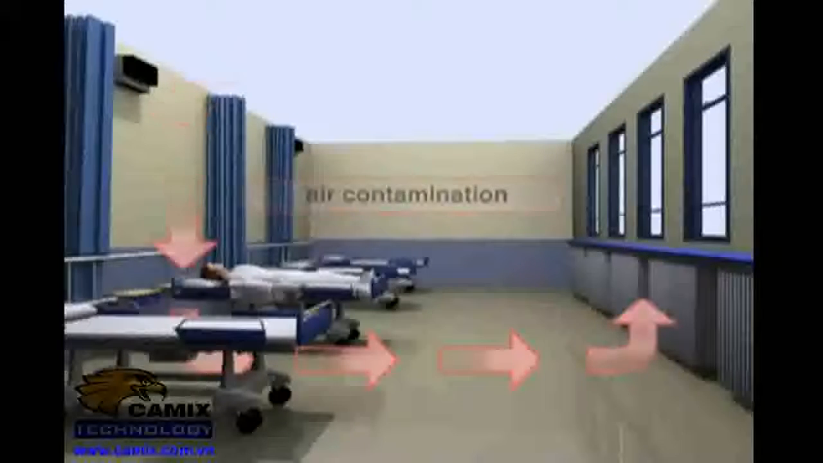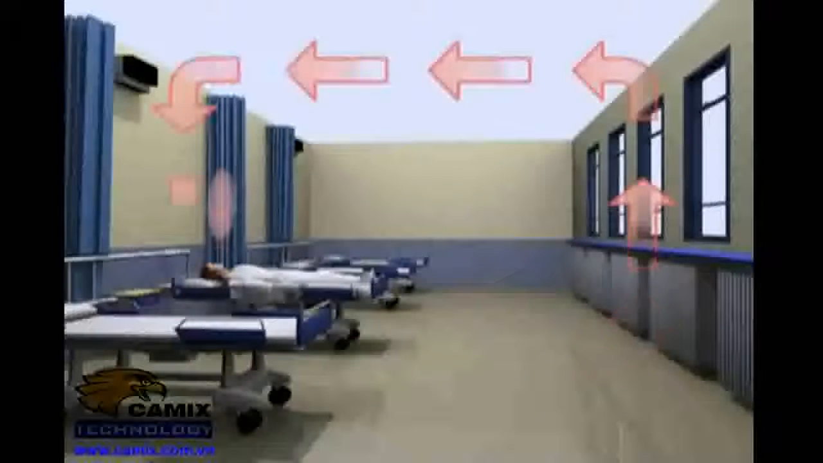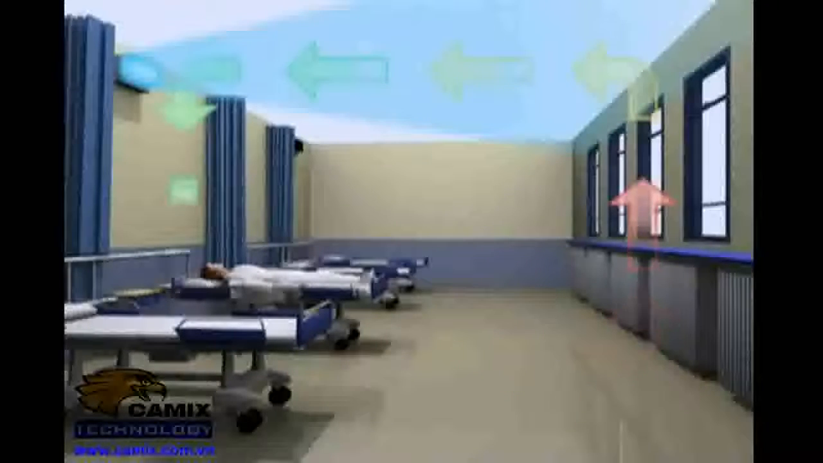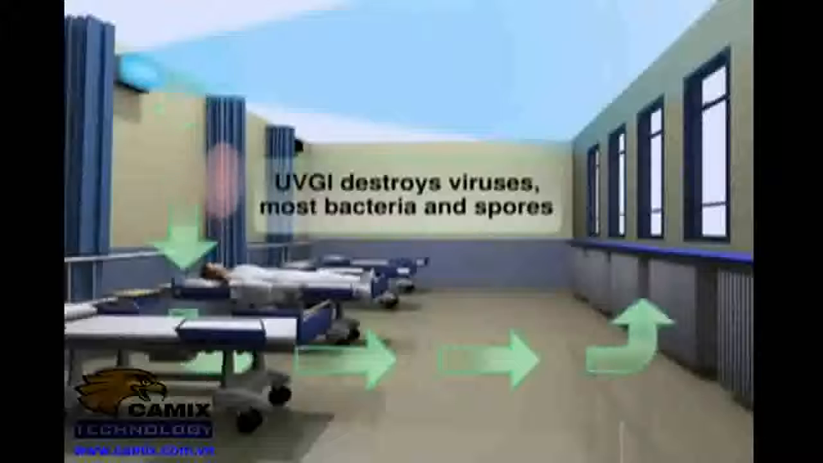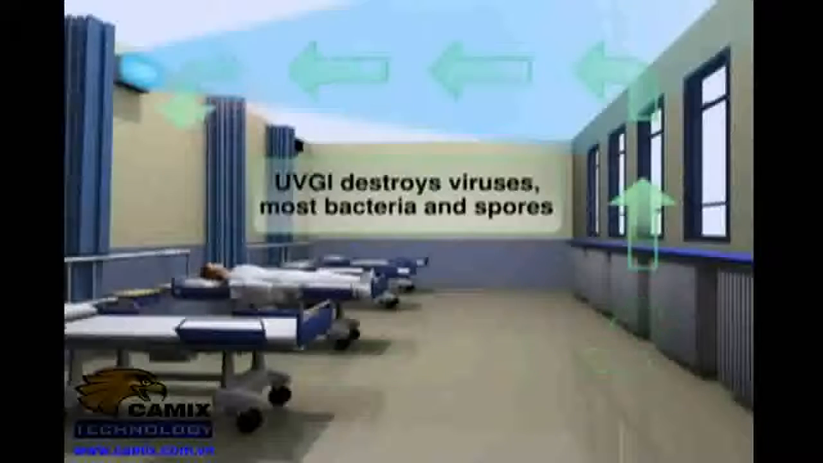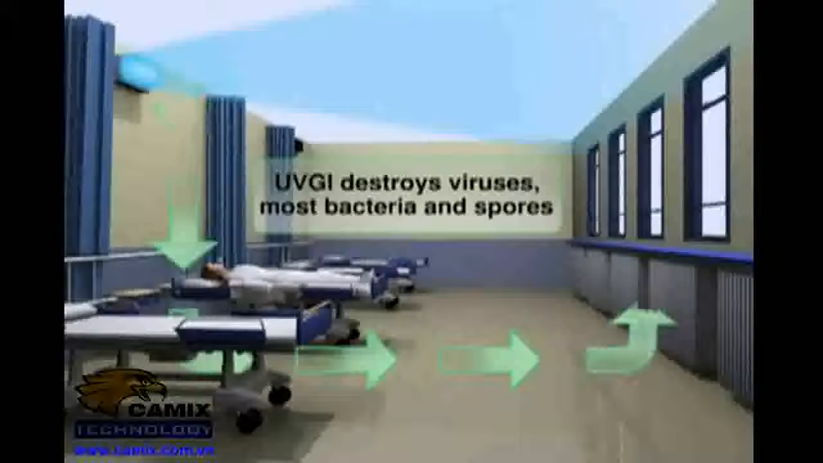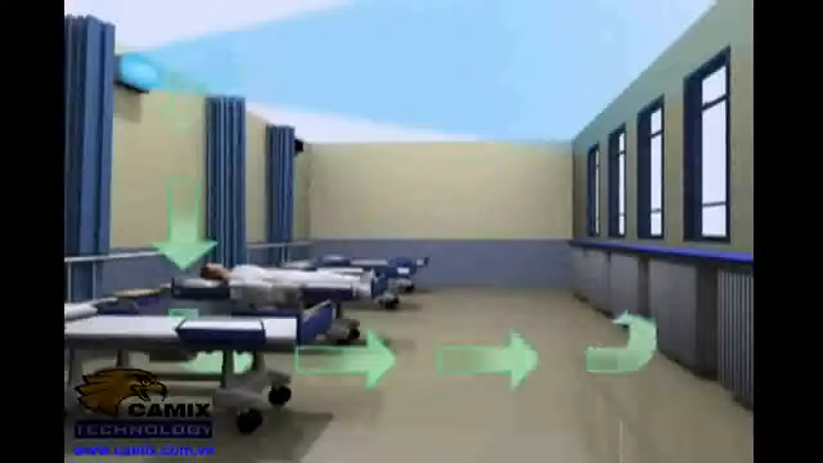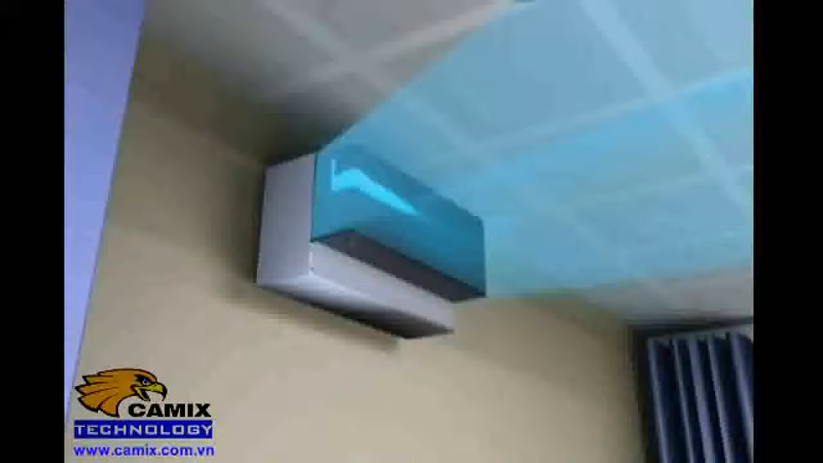The lamps produce light with a 254 nanometer wavelength. This radiation deactivates bacteria, viruses, and other microorganisms. The DNA structure is destroyed in such a way the cells can no longer multiply. The process is clean because it does not produce dangerous byproducts.